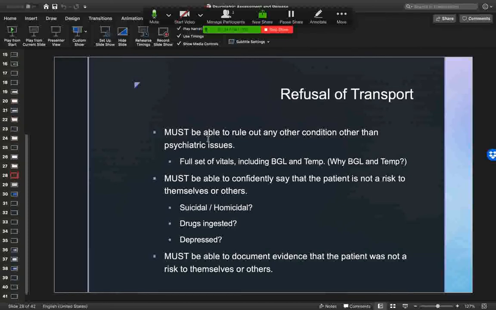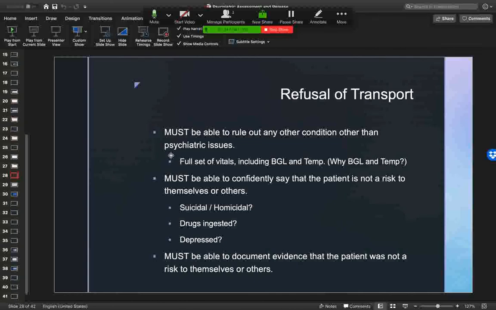Refusal of transport: we must be able to rule out any other condition other than the psychiatric issues. You see the repetitive nature of this lecture. That's because it's important. We have to have a full set of vitals, including blood glucose and temperature. Why are we doing blood glucose and temperature? Blood glucose because of hypoglycemia, temperature because of possible infection.